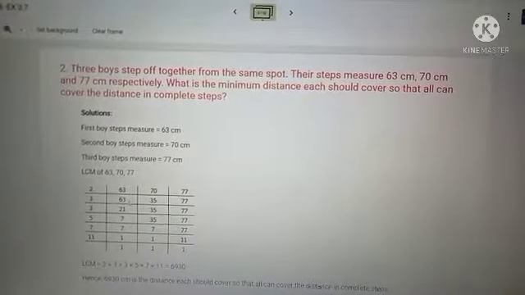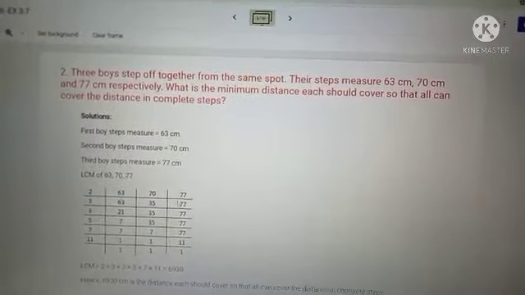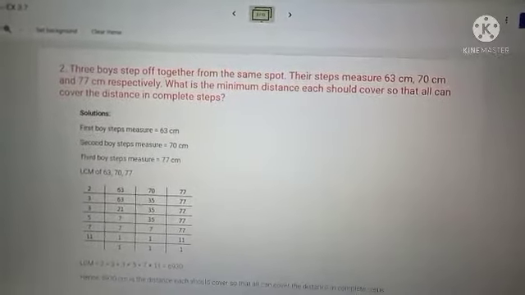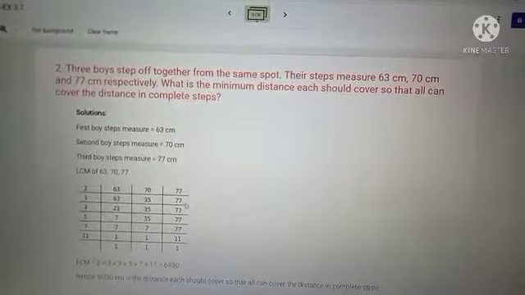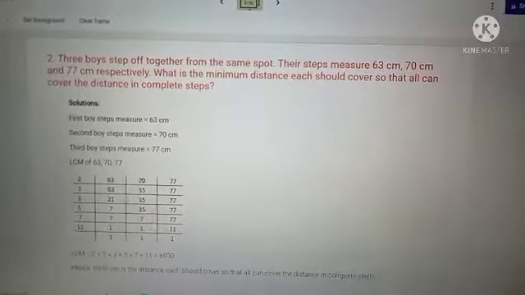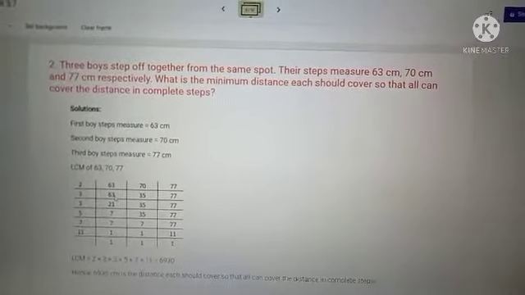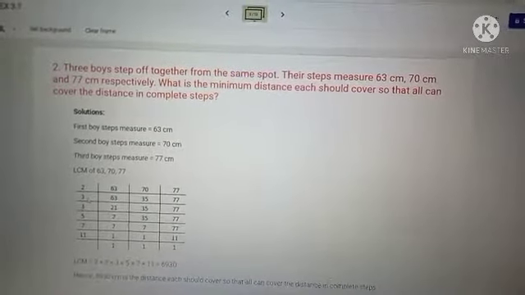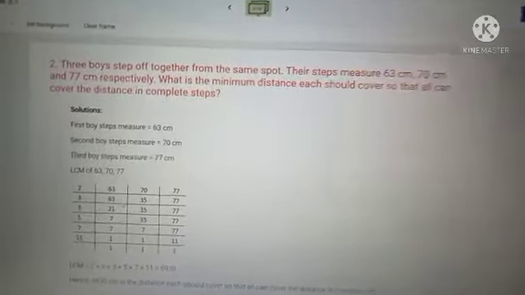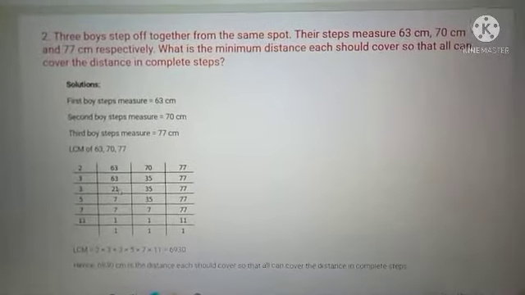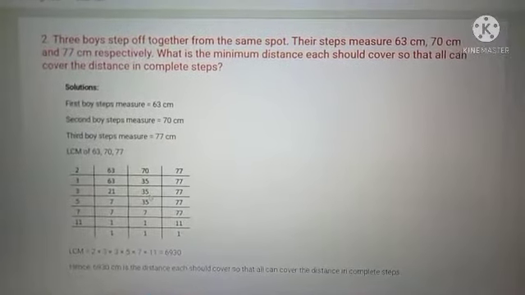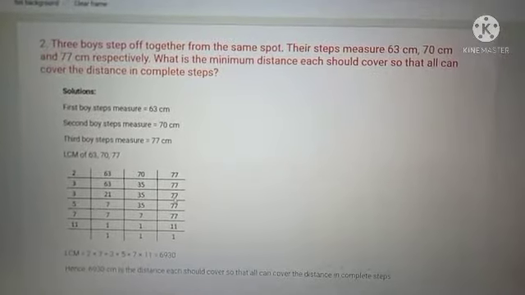63 we will write as it is. 77 we will write as it is. Now again we are checking any number is divisible by 2 here. No. With 3 any number? 63 is there. So we are writing 3 here and 63 divided by 3 is 21. 35 we are writing as it is. 77 we are writing as it is.